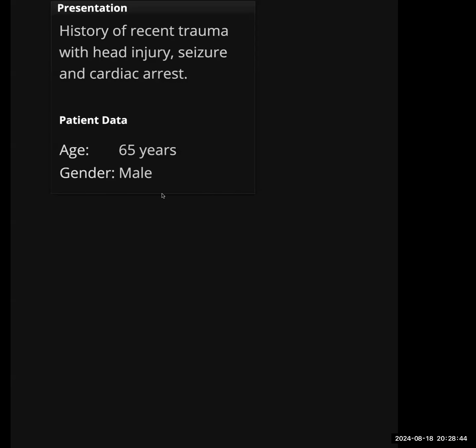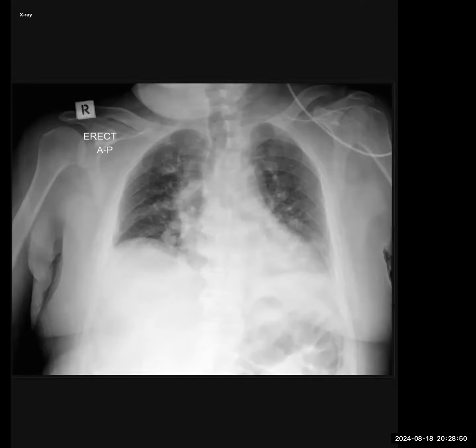This is a 65-year-old male patient who had a history of recent trauma, seizure, and cardiac arrest. Let me just quickly give you that this was the first initial X-ray, which was found to be normal, but then the patient desaturated quickly, and this was the second X-ray.